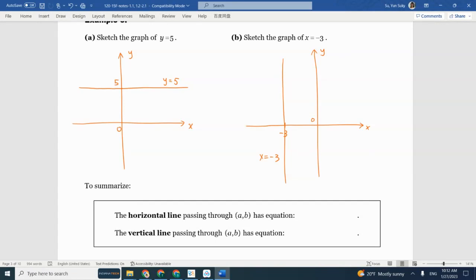All right, so to summarize, the horizontal line passing through the point (a, b). Okay, let's draw the picture here. Let's say this point is (a, b). The horizontal line passing through this point, well then, look at this. This is the horizontal line, right? It has the equation y equals b. Yes, everybody? So y equals b. How about the vertical line? What do you say?